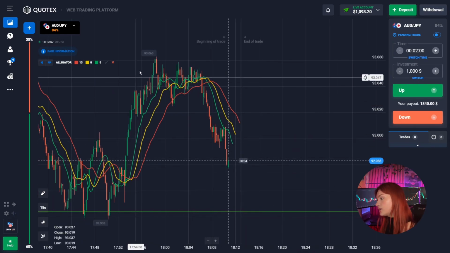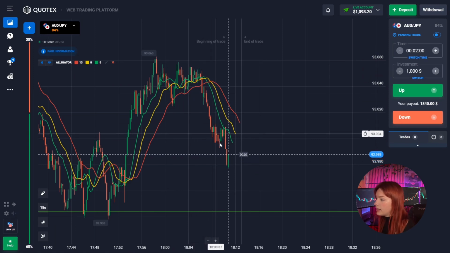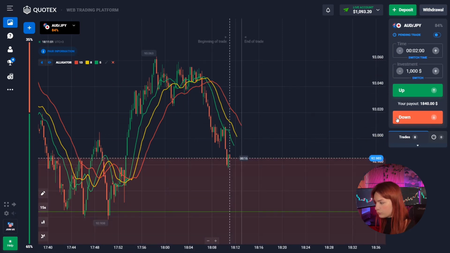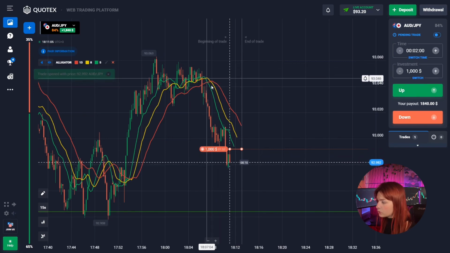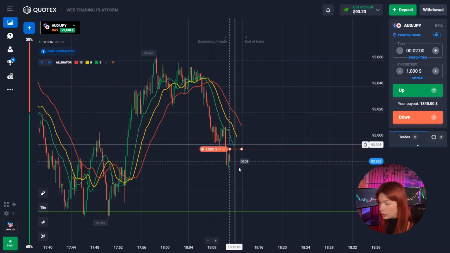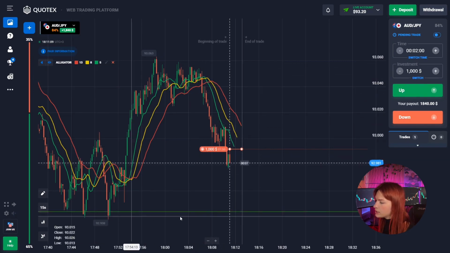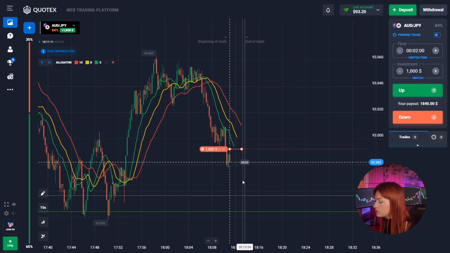So, as you can see here, the price showed an increase, but then it made a reversal and began to move down. Therefore, we are opening a deal down as there was a crossing of the moving averages earlier. At the same time, we still have a long distance to reach the support level.